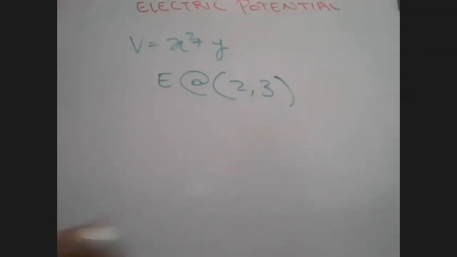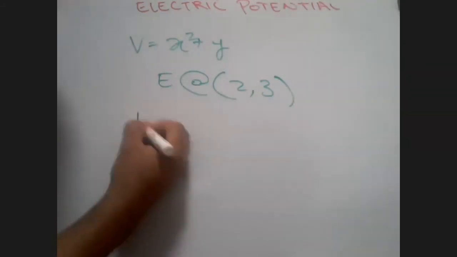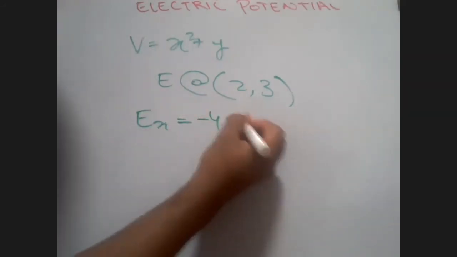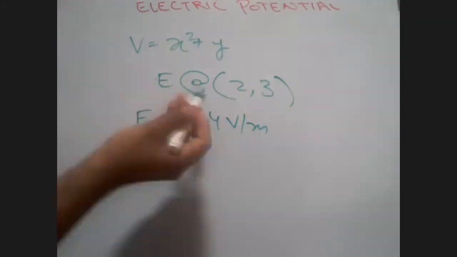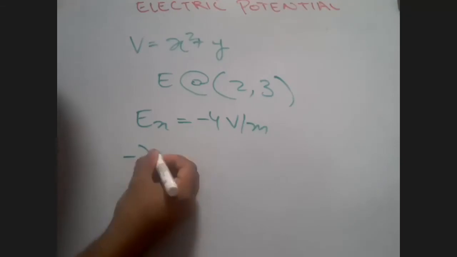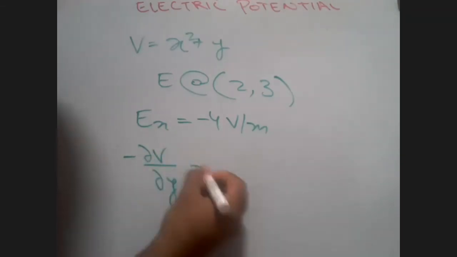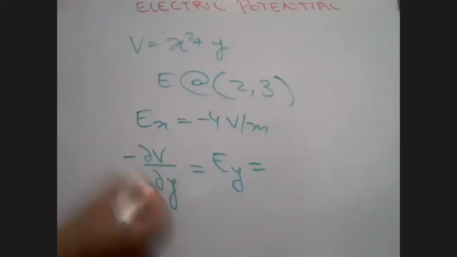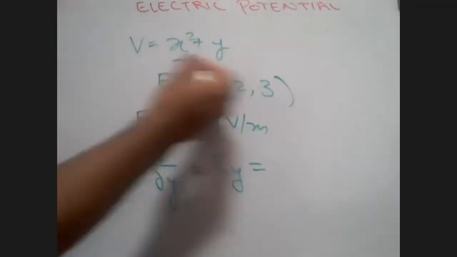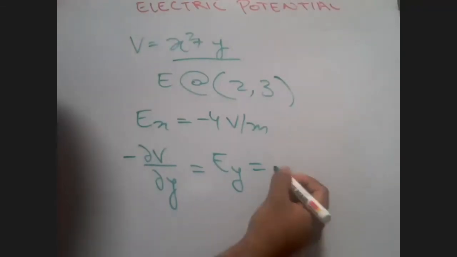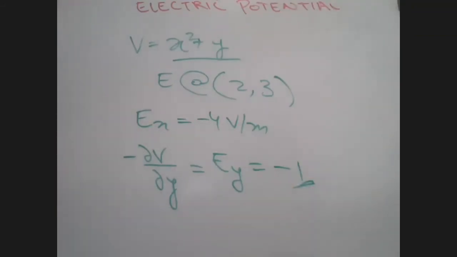You found out that Ex is minus 4 volts per meter. But I'm telling you to find out at coordinate 3 also. So tell me, what is the formula? Minus dV by dy is equal to Ey, which is equal to what? Differentiated with respect to y, what is it going to be? 1. Minus 1. Minus 1, right?